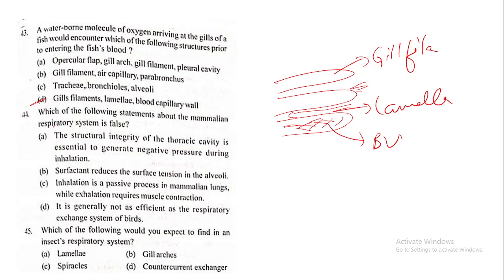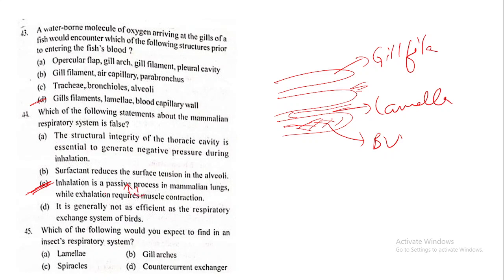Which of the following statements about the mammalian respiratory system is false? The structural integrity of the thoracic cavity is essential to generate negative pressure during inhalation? No. The surfactant reduces the surface tension in the alveoli. Inhalation is a passive process in mammalian lungs, while exhalation requires muscle contraction. This is false, because inhalation is an active process, while exhalation is a passive process.